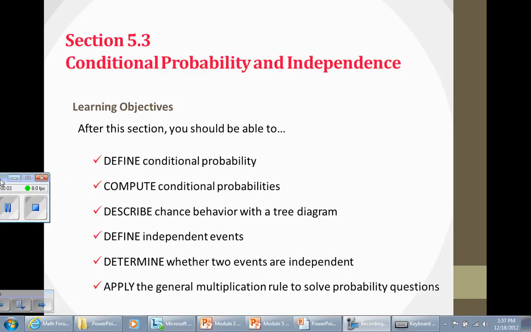All right, so 5.3, conditional probability and independence. Our learning objectives are we're going to define conditional probability, compute conditional probabilities, describe chance behavior with a tree diagram, define independent events, determine whether two events are independent, and apply the general multiplication rule to solve probability questions.